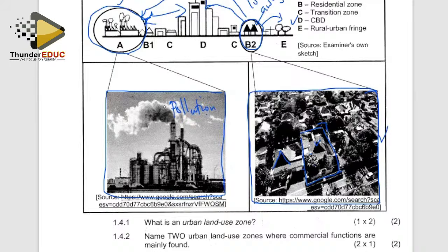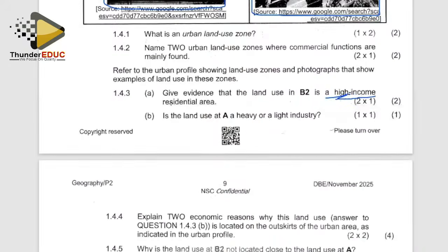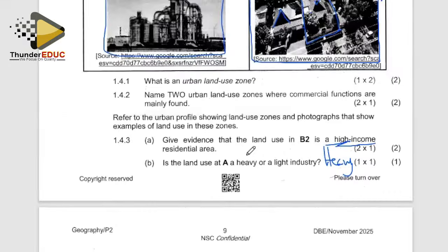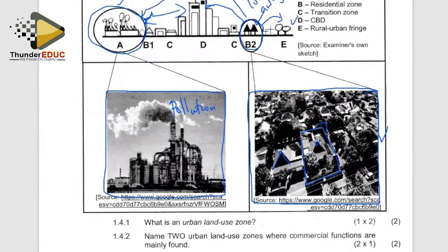We can safely conclude that this activity happening here is a heavy industrial activity. Explain 2 economic reasons why this land use, or answer to question 141, is located on the outskirts of the urban area as indicated. Right, we are saying why do we locate on the outskirts? One reason is they cause high levels of pollution, air pollution, and also noise pollution. And also they need space. The space is not available close to the CBD. They need large space and the space is unavailable.